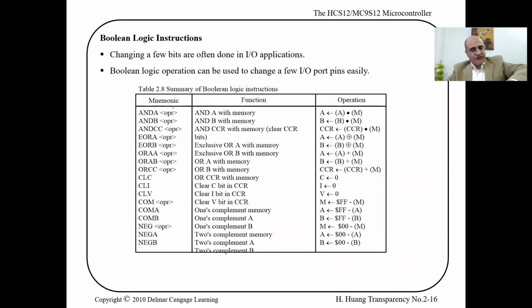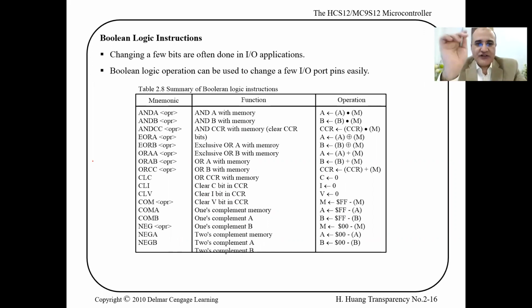Boolean logical instructions. Okay, and I think, are we all good? Anybody missing anything? We're almost done with assembly. Boolean logic instructions. Guys, I'm asking if anybody has a question, please stop me.